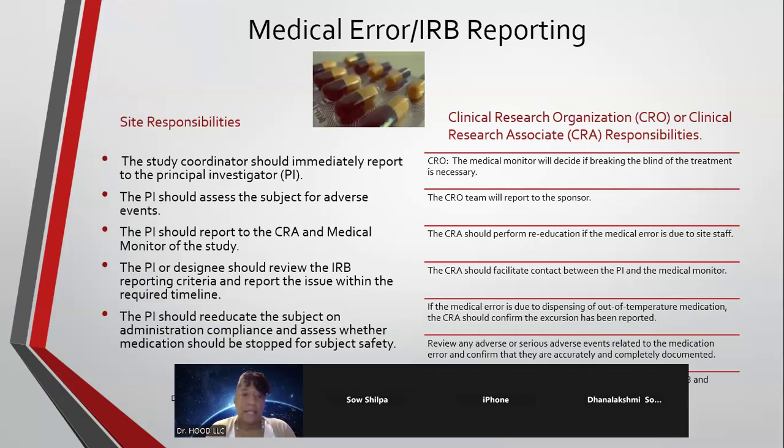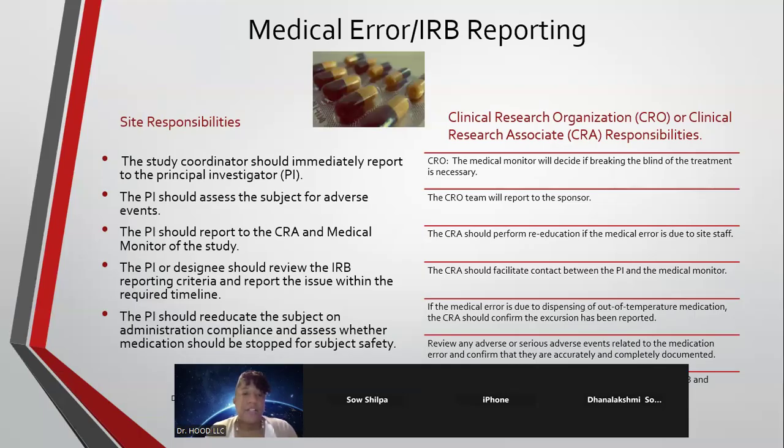The PI or designee should review the IRB reporting criteria and report the issue within the required timeline. I would say probably 100% of the time, medication errors should be reported to the IRB. The IRB has a list of reportable criteria, and you need to be familiar with that list. We learned that in the previous training. And we need to know that time frame. Some IRBs require reporting within 5 days, some within 10 days. Whatever their reporting criteria, we need to make sure that we're following that as well.